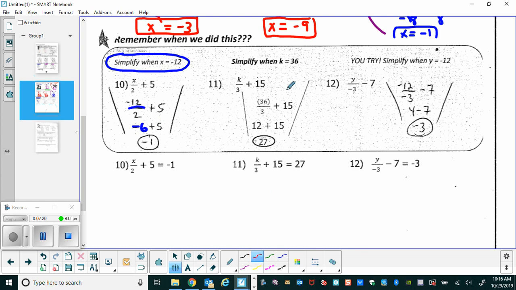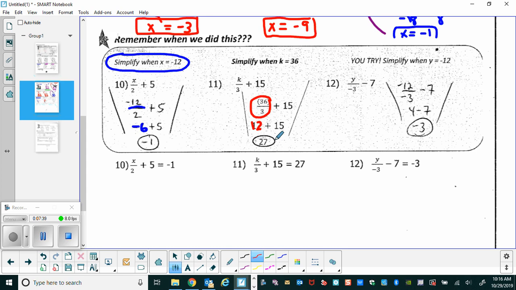For the middle one, this one was done for you. We've got k equals 36, so you're going to plug it in. And now 36 divided by 3 is 12. Division comes before addition, so that's why we divided here first. And now we're going to add 15, and we get 27.